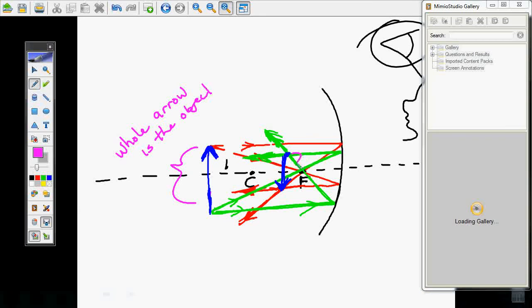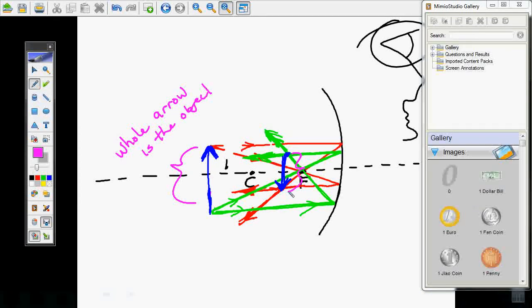Right there. That whole thing right there, that's the image. Notice anything we could say about that image? It's upside down. Excellent. Inverted.